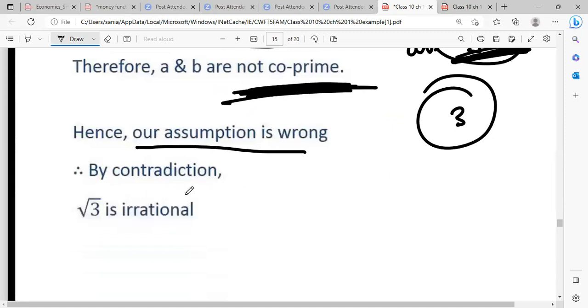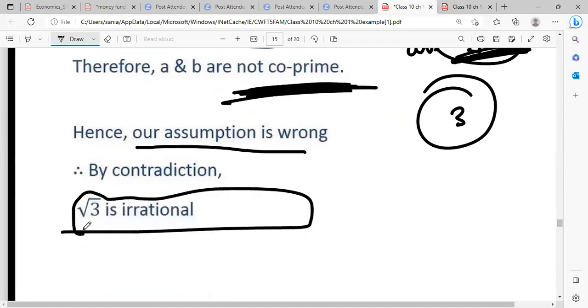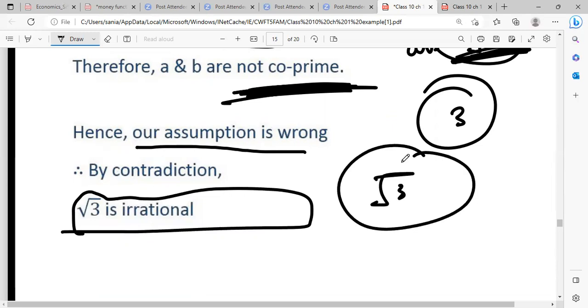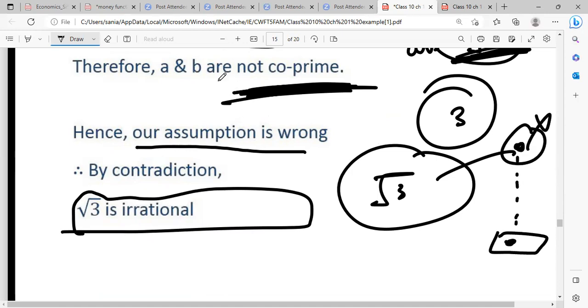So by contradiction, we can say that under root 3 is irrational. Everyone knows that under root 3 is irrational, but I was not believing that. So you said, okay, you are saying that it's a rational number. Let's just take a rational number and make a conclusion. If the conclusion comes out wrong, that means our assumption was wrong. And here the conclusion is coming wrong. That means whatever we assumed was wrong.